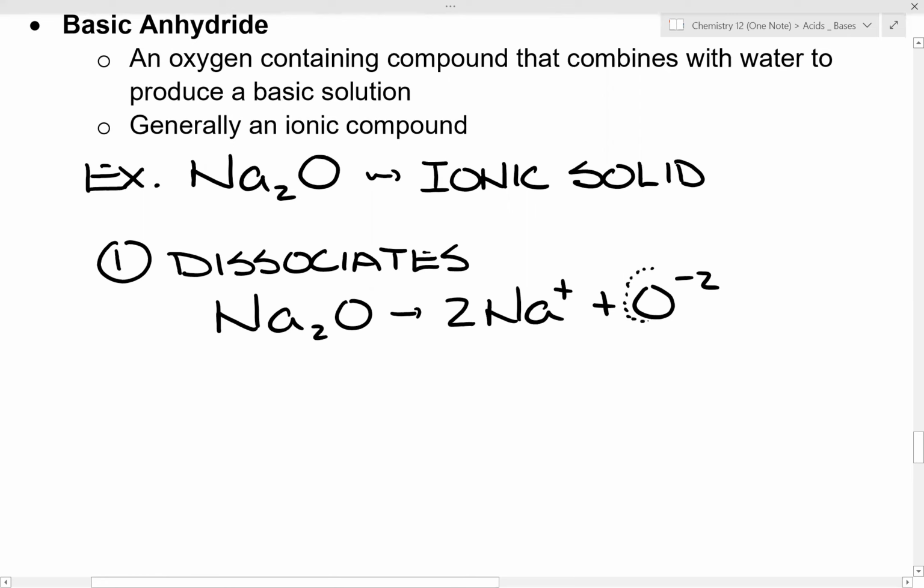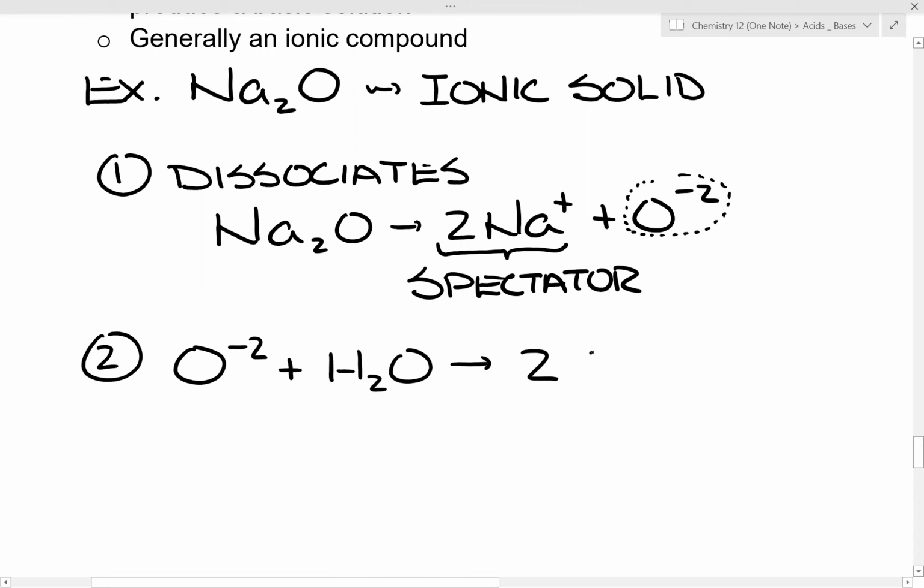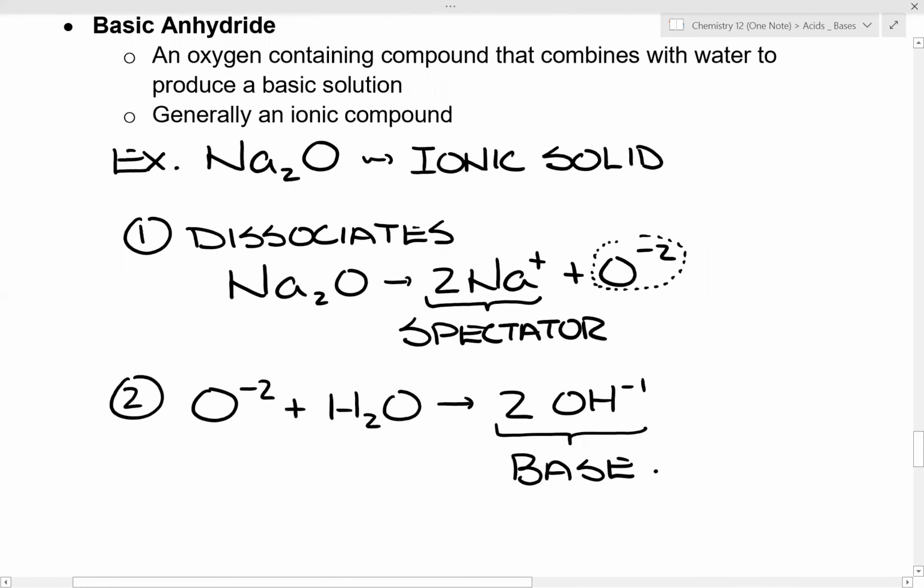You recall the sodium is a spectator. But the O2 minus undergoes hydrolysis, see? And you get 2 OH minus. This is your base solution. Okay, so that is a basic anhydride.